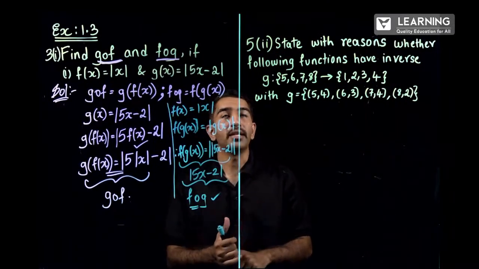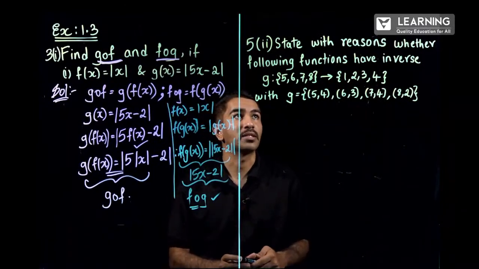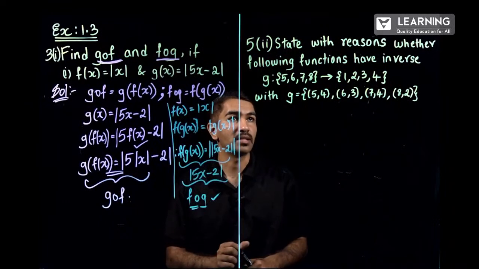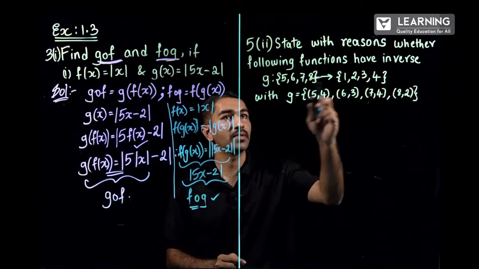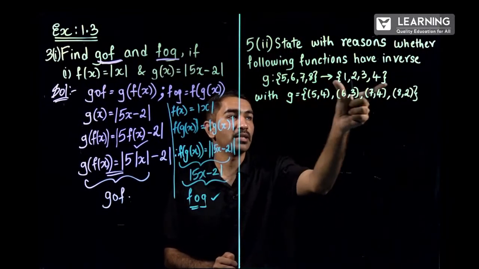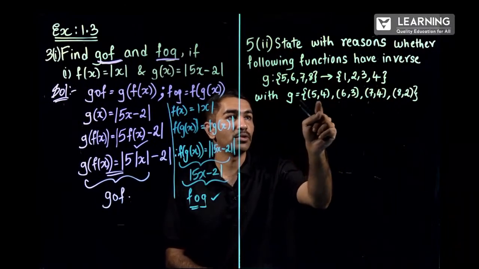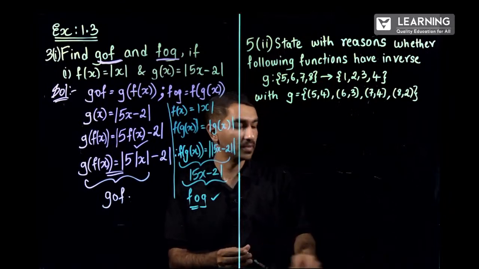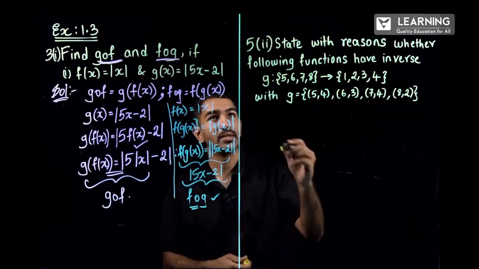Exercise 1.3 only. Fifth question, second sub question. State with reasons whether the following functions have inverse. The function g is given with its domain and codomain. We'll just try to map this once, and we'll get the answer very easily. So here we'll start with the solution.